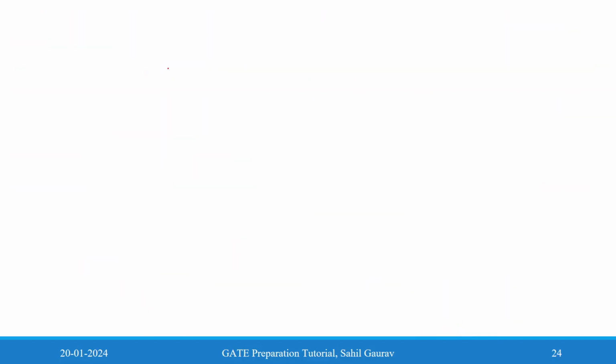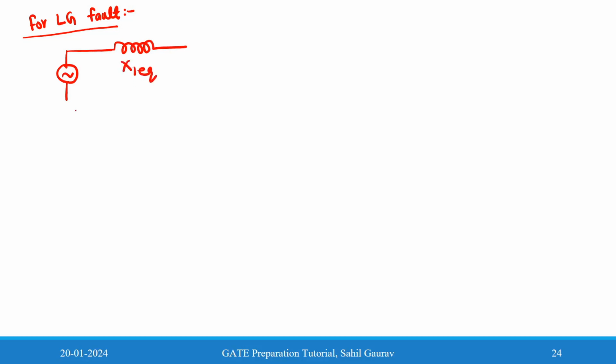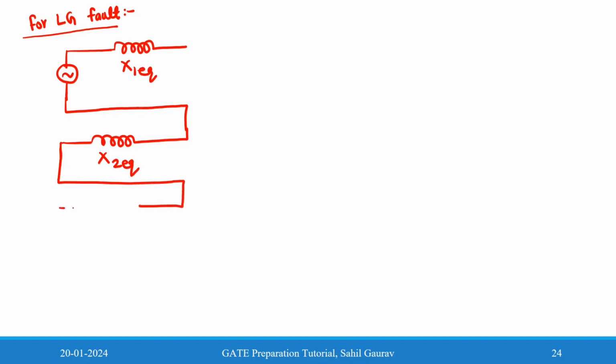Now we make the equivalent sequence network for the LG fault. For LG fault, it is like this. X1 equivalent, this is X2 equivalent, and this is X0 equivalent.